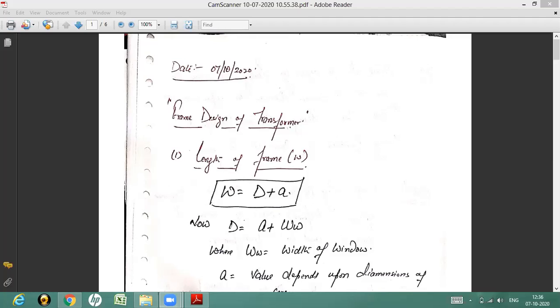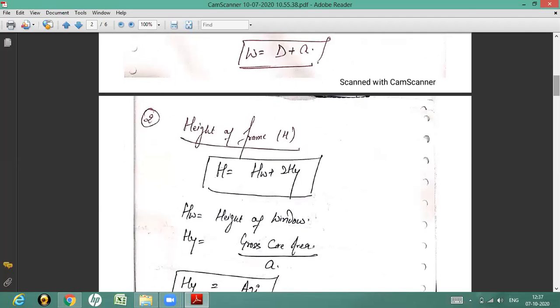Now today, coming to the next part, we are designing the frame. Once this transformer is made, it is put inside a frame. What are the overall dimensions of this frame, and how can the frame be calculated? As you can see on the screen, in frame design there are only two important things: the length of the frame, denoted by W, and the height of the frame, denoted by H, which is sometimes called the width of the frame.